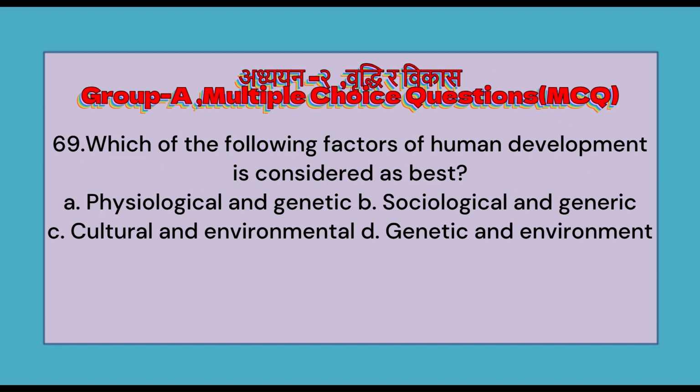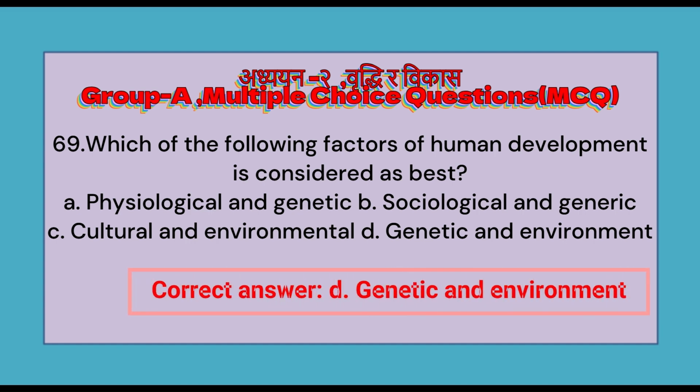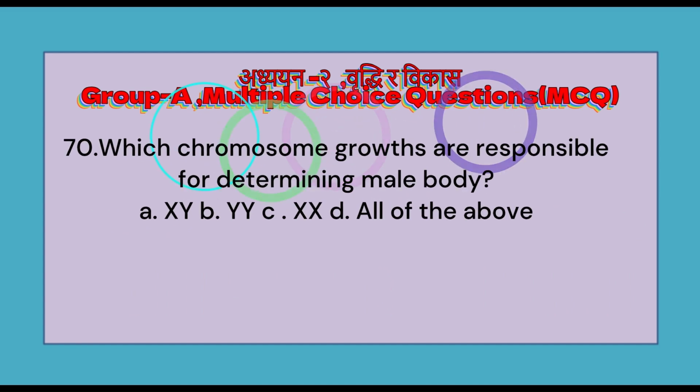69. Which of the following factors of human development is considered best? A. Physiological and genetic, B. Sociological and genetic, C. Cultural and environmental, D. Genetic and environment. Correct answer: D. Genetic and environment.